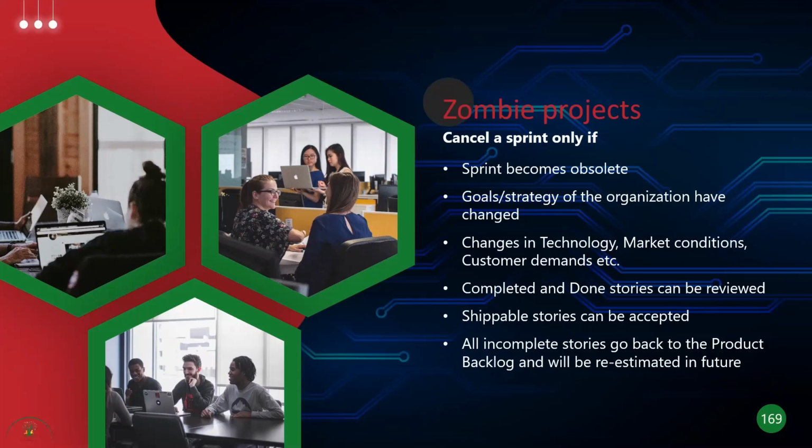If you've done some completed stories for the sprint, you probably want to review them with your product owner and see if they can be accepted for some future sprint, and any incomplete stories will basically go back to the product backlog and need to be re-estimated in the future.